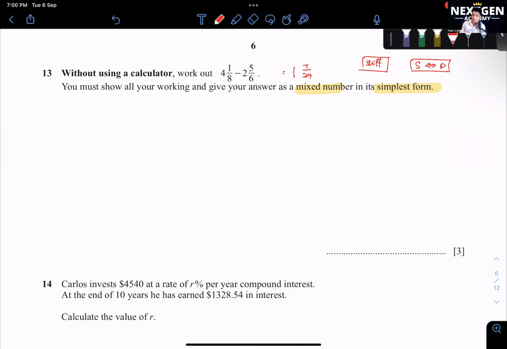Okay, can you all change to the proper fraction? This is how you change proper fraction to improper fraction. You press the SD button one more time, and it will change to decimal, then you change back to improper fraction again. So you always use your calculator to check first. When they say without using a calculator, you use your calculator to check first. It's just that the steps are important for you to get the 3 marks.